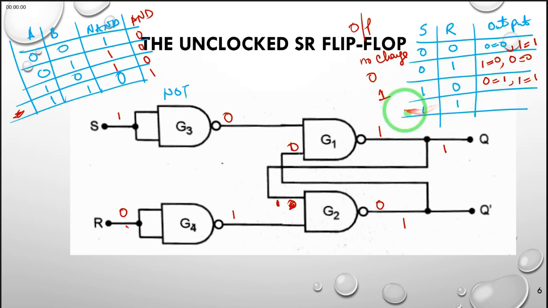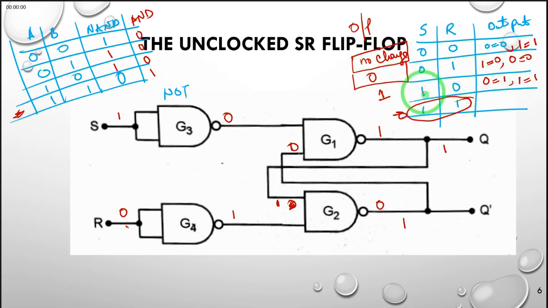We will not look at this one because there is some ambiguity here, and therefore we normally say that S and R should not be set as 1, 1. And therefore, we have come up with the truth table of the SR flip-flop that says that if you have S as 0, R as 0, the output will be no change. If it was 1, it will remain 1. If it was 0, it will remain 0. If you give the input S as 0, R as 1, then no matter what the previous state was, the next state will be a 0.